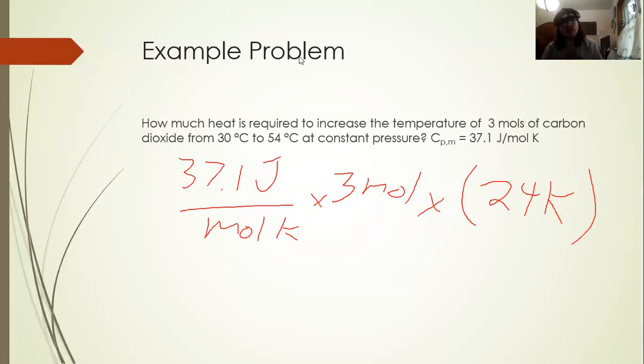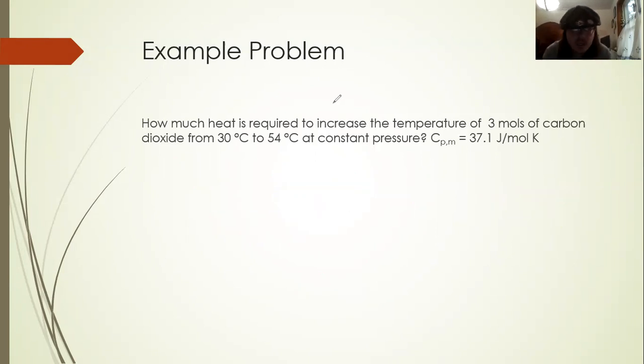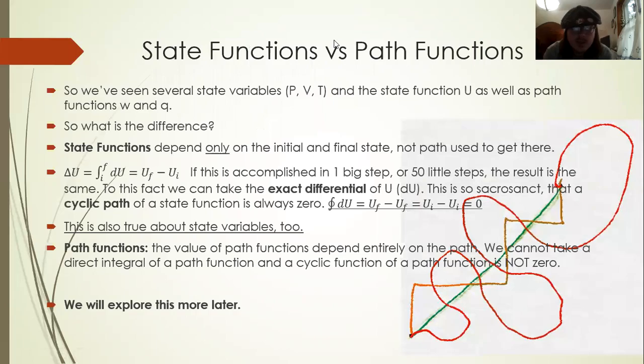So how much energy? 37.1 times 3 times 24. It has absorbed 2,671 joules, or 2.67 kilojoules of heat. It has to absorb that much. This is why the sign matters: absorbing energy. Okay, we're going to stop there, and that is where we're going to end for today.